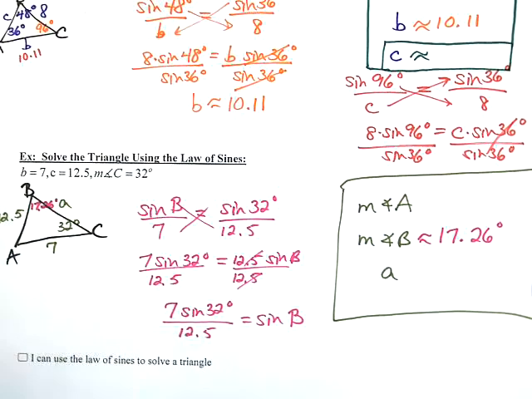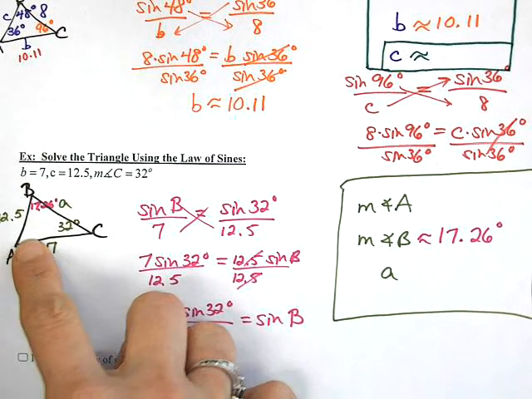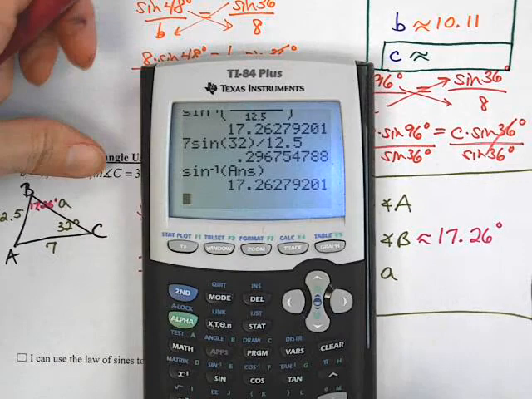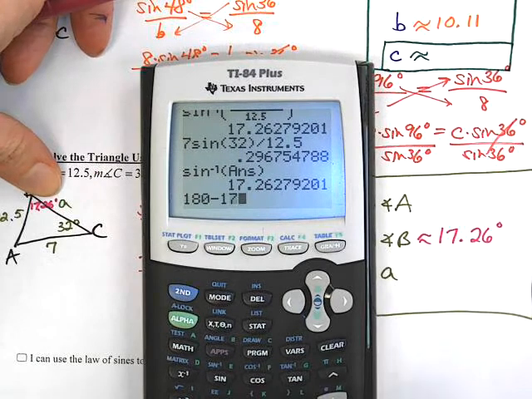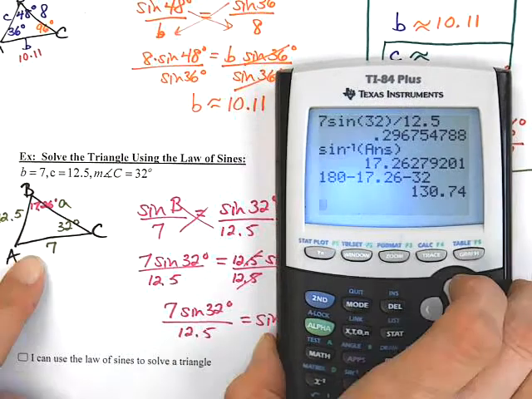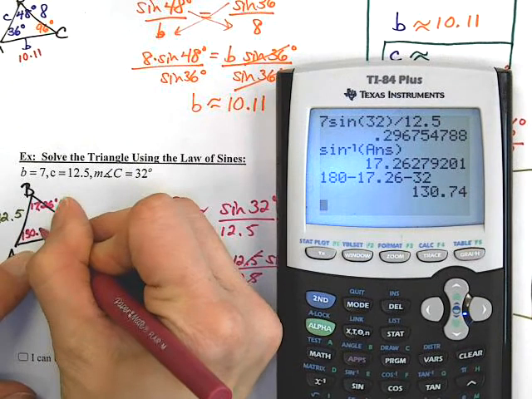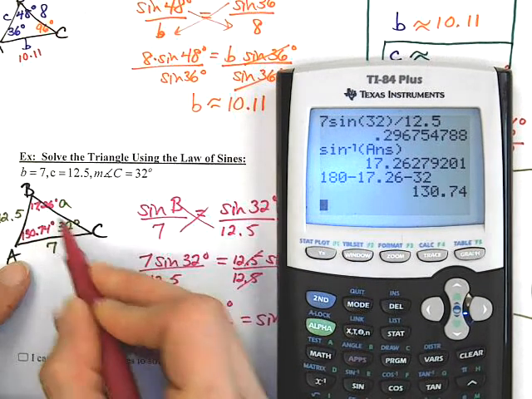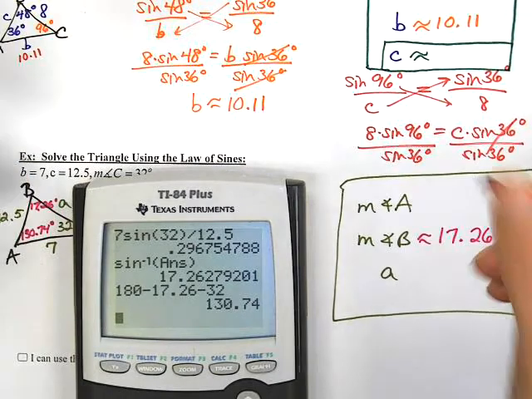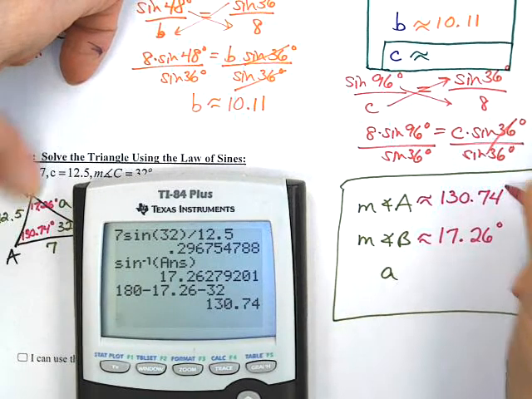Okay, so we've got one of the angles, which is 17.26. Now you're in luck, because if you know two angles of a triangle, you can automatically find the third. The three angles must add up to 180. So I'm going to take 180, subtract off 17.26, subtract off 32. And so this one is going to be approximately as well 130.74 degrees. But those three numbers added up should always make 180 perfectly. So the measure of angle A is 130.74. All right, there we go.